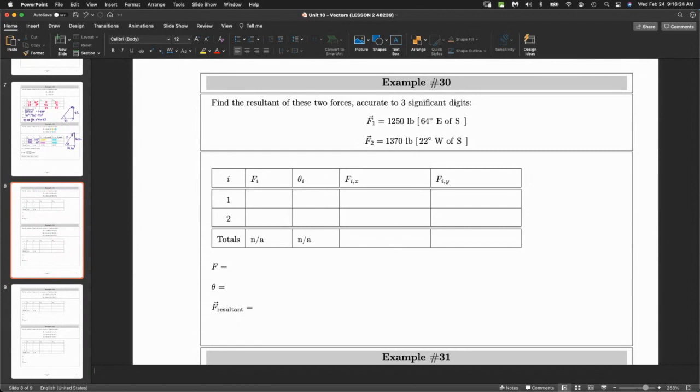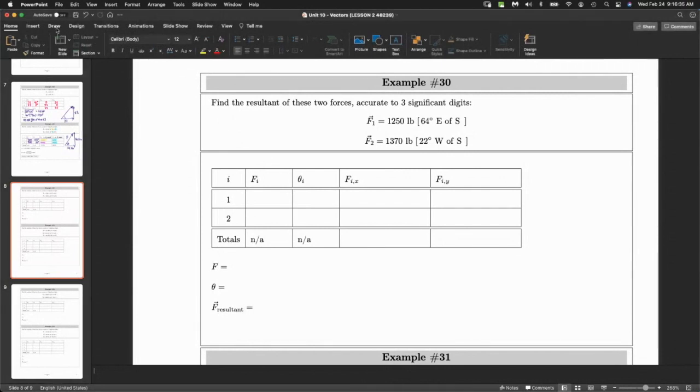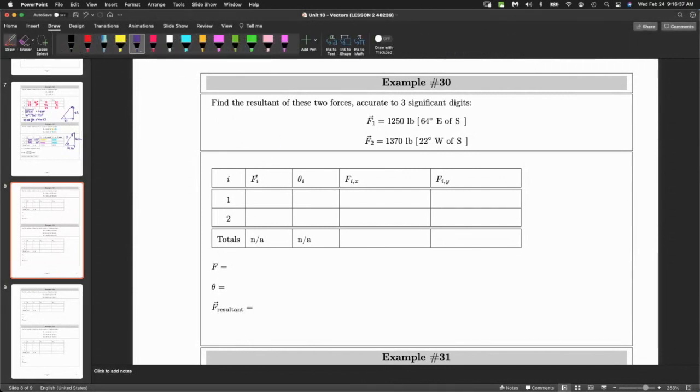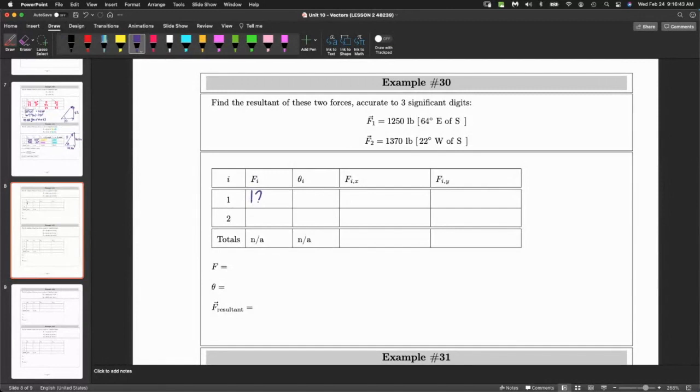But in the meantime, we don't have to worry about that because the math never lies. We can just do the calculations. So let's set it up here. So we first have the original vector. So we have 1250 and 1370. These are the components, the magnitudes of the original vectors.